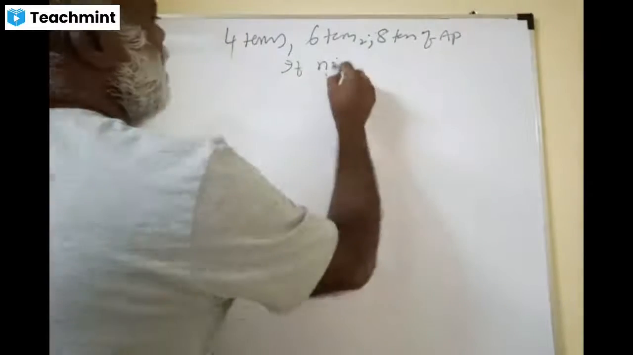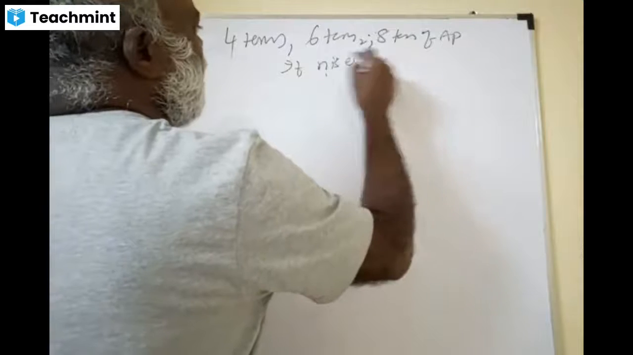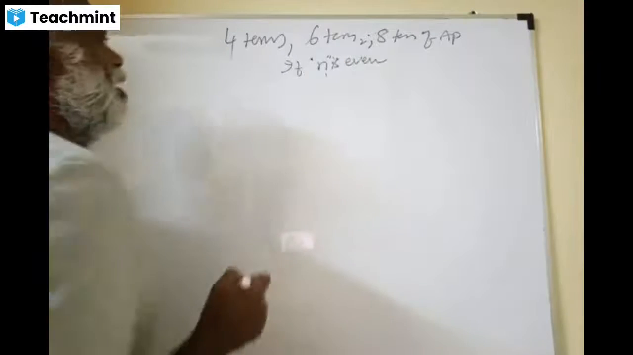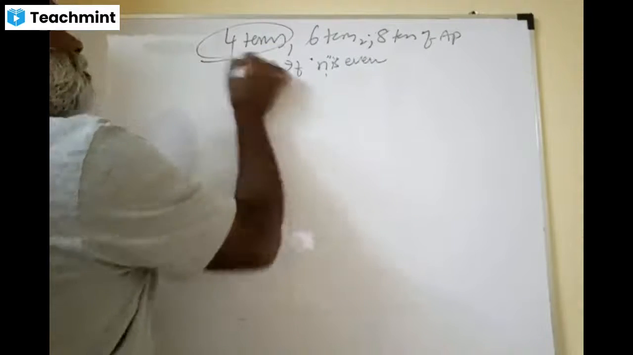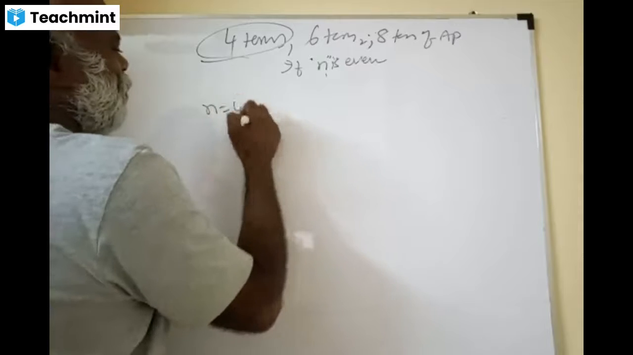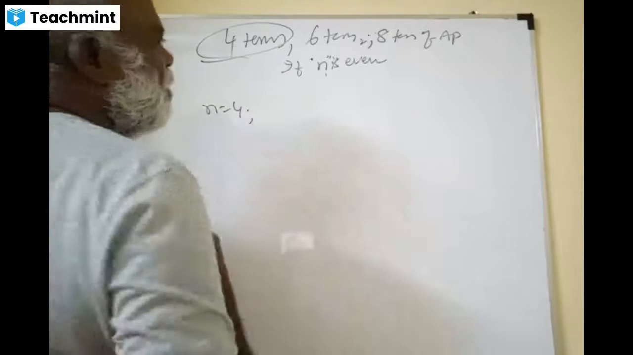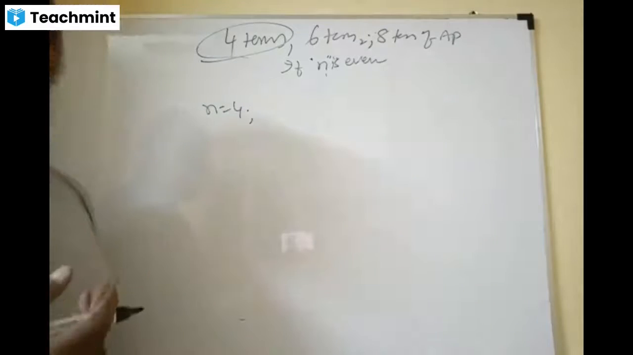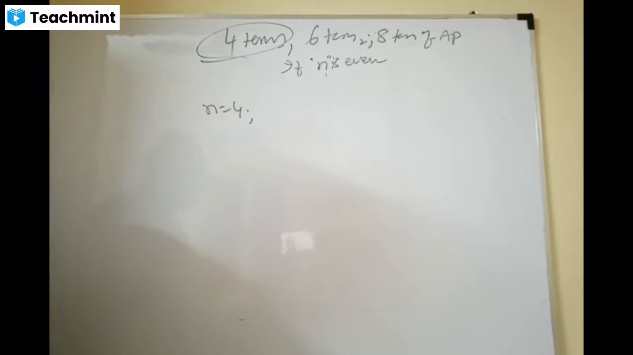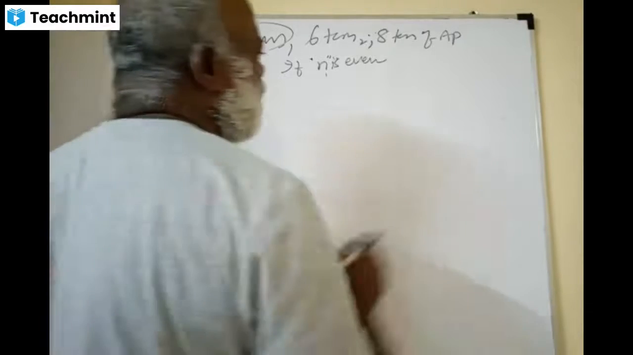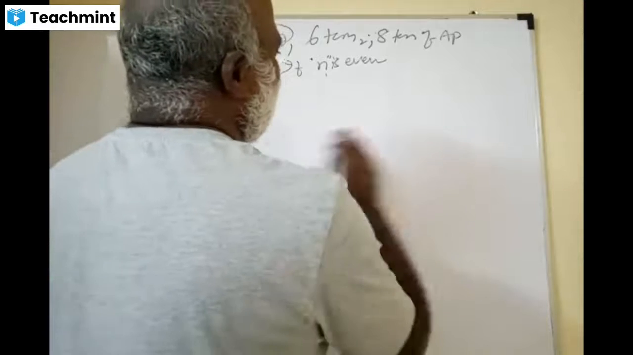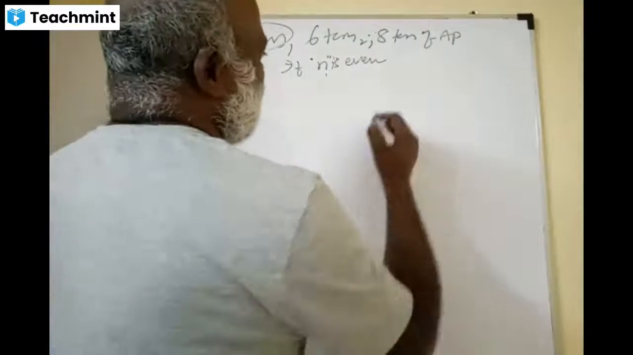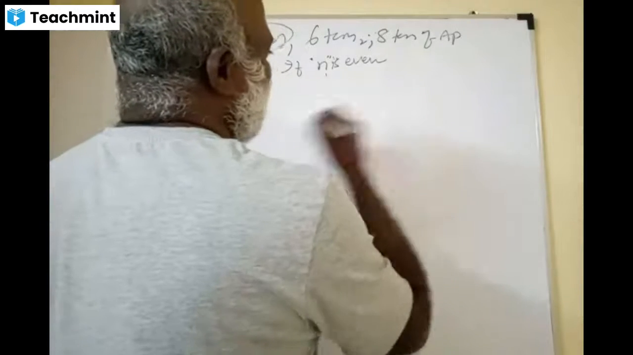If n is even, friends, here let us take 4 terms, which is very, very common, n equal to 4. Here you can't take a middle, there's no middle term there. When n is even, you don't have a middle term, you have 2 middle terms. Therefore, what we do is, the formula is very, very interesting.